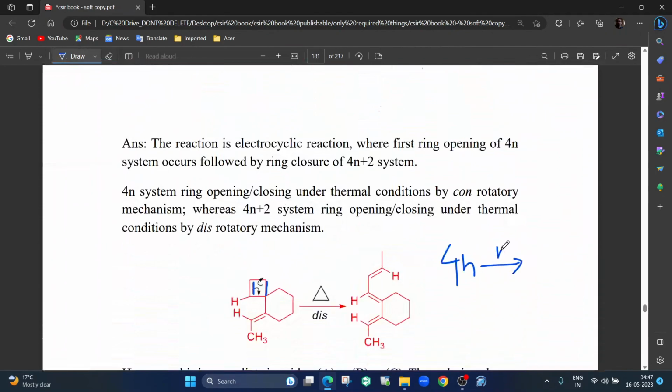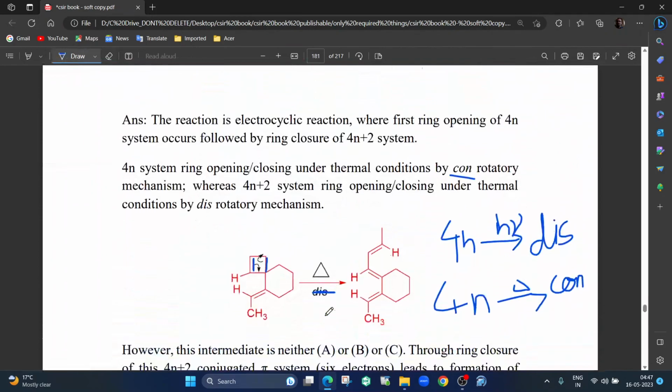4n h nu is this. I'm so sorry. Okay, I have written here this, but it is actually con. 4n h nu is this. So 4n thermal is con, right? Actually here I have written correctly con. Here by mistake I wrote this, it will be con. Okay, so it's conrotation.